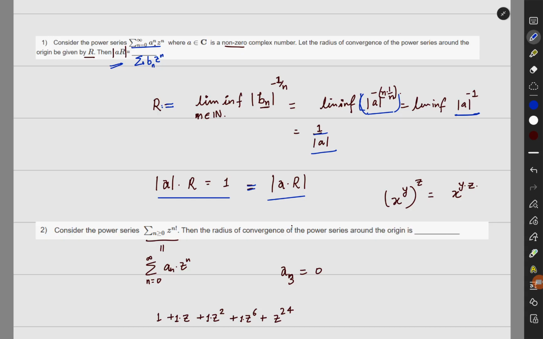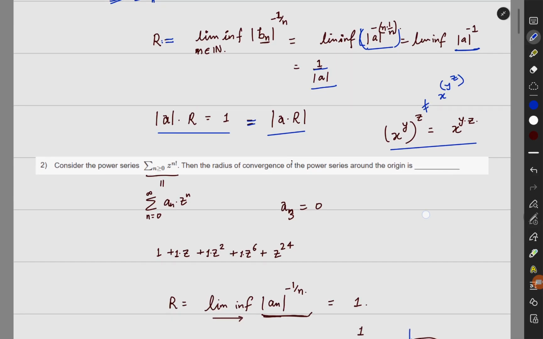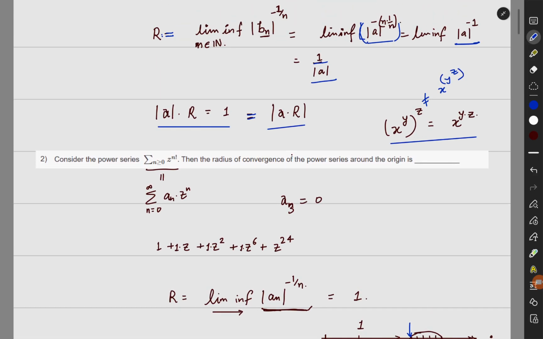Here we see that the power gets multiplied when it is written like this. Of course, this is not the same as x to the power y to the power z; if it was written like that, it is not equal. After this, I'm deleting this. This is basic calculus, and I hope you know this.